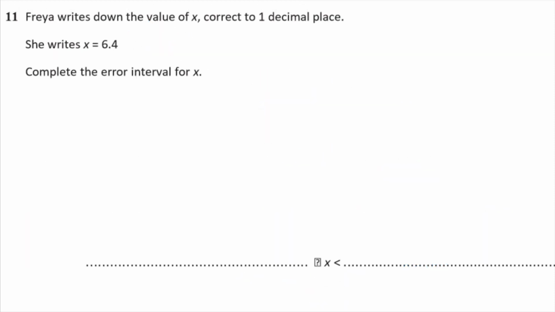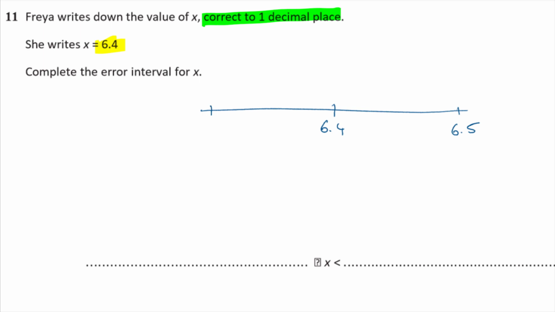Question 11. Freya writes down the value of x correct to 1 decimal place. She writes x equals 6.4. Complete the error interval for x. For error interval questions, I like to draw a number line and put on the value they've given us, which is 6.4. I'm going to mark that on the scale. Now this was correct to 1 decimal place. So 1 decimal place above 6.4 on my scale is going to go up to 6.5, and 1 below would go down to 6.3.